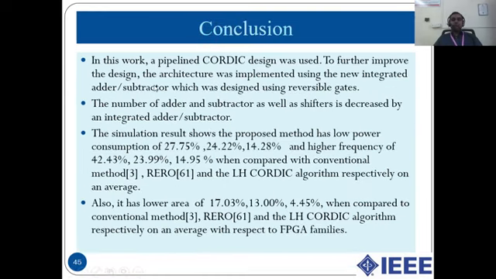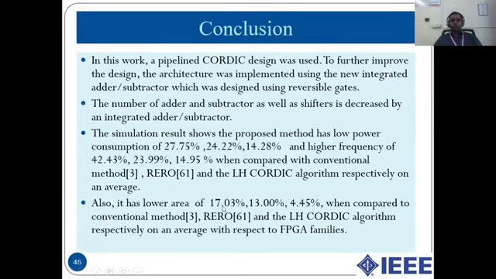In this particular work, we have used a pipeline CORDIC design, and to further improve the design, we have also implemented the architecture using the new integrator adder and subtractor, which was designed using reversible gates, and the number of adders and subtractors as well as shifters was decreased by using this new design. The simulation results show that the proposed method has lower power consumption of 27.75%, 24.22%, 14.28%, and a higher frequency of 42.43%, 23.99%, and 14.95% when compared with conventional methods, RERO methods, and the LH CORDIC algorithms, which were presented previously, on an average.